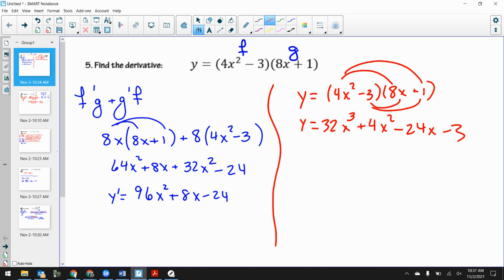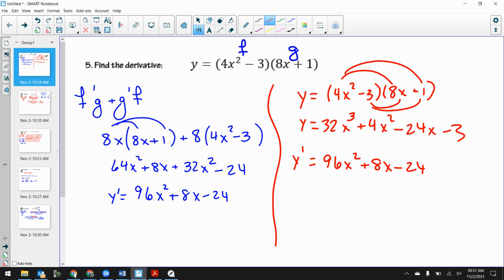So now, since that's y, let's find y prime. See, I no longer need to use any product rule because I've got the product out of it. I've already multiplied. So now when I go to find y prime, that's 3 times 32 is 96. 4 times 2 is 8. Minus 24, 3 goes bye-bye. Same answer, either way. You can pick. I don't know, in my opinion, it wasn't too bad either way.